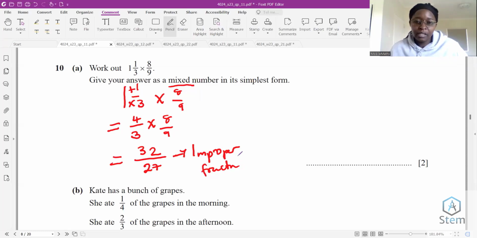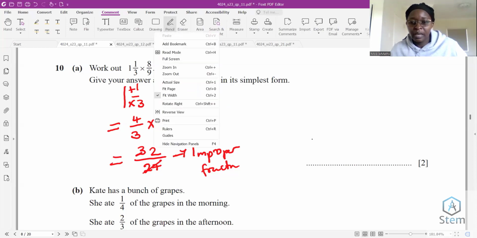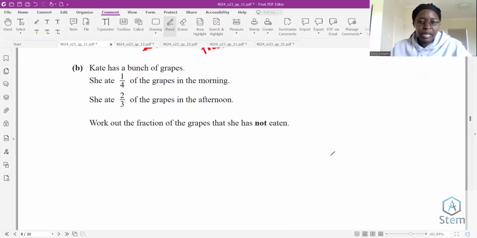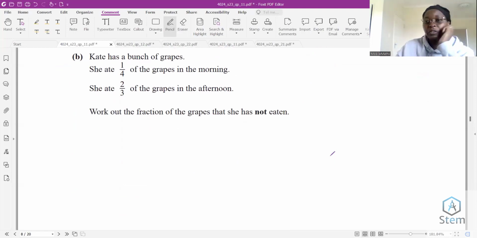So we are going to say 27 into 32, it is going to give us a 1. So we have a 1 here. And then what is the remainder? 32 minus 27, that's a 5. So we get 1 and 5 over 27. Now it's a mixed number. Let's move on.